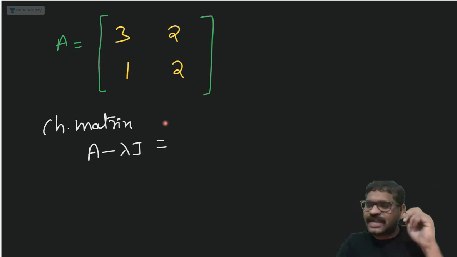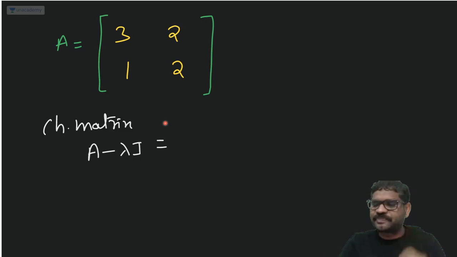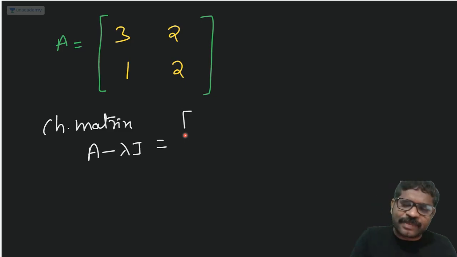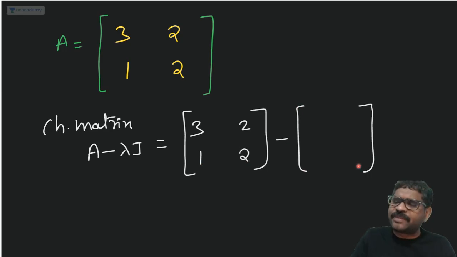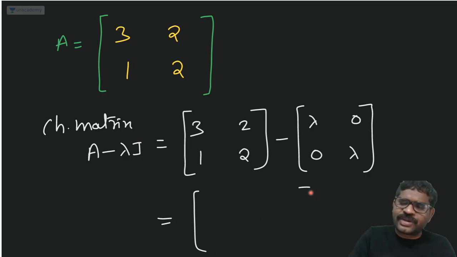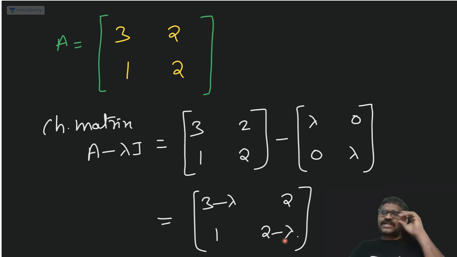Satish Kumar, it is 100% a square matrix. I already told you the determinant exists only when the matrix is square. Okay? The characteristic matrix is 3, 2, 1, 2 minus lambda times I, which is lambda 0, 0, lambda. Now you will get 3 minus lambda, 2, 1, 2 minus lambda. This is the characteristic matrix.